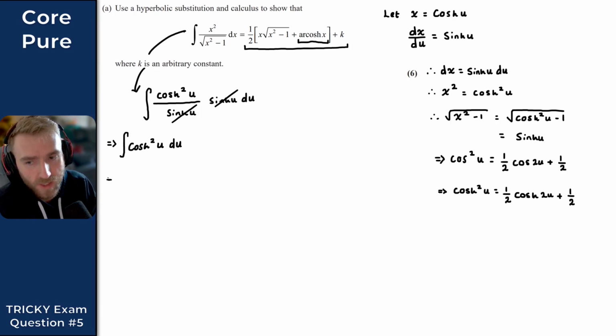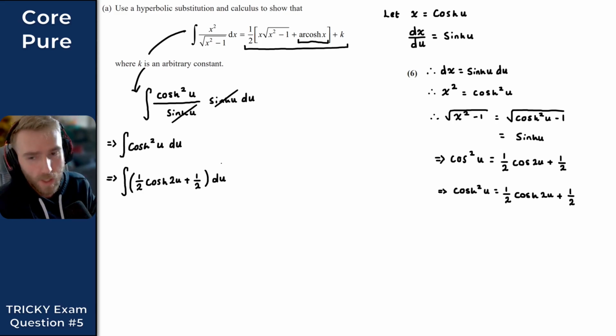So I've got the integral here then of cosh squared u, which is 1 over 2 cosh 2u plus 1 over 2. Let's put all of that inside brackets. So 1 over 2 cosh 2u plus 1 over 2, just like this, right? And we're integrating here with respect to u. Perfect. Let's just keep going here.